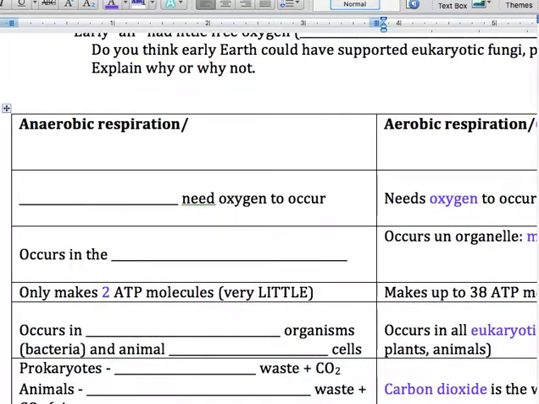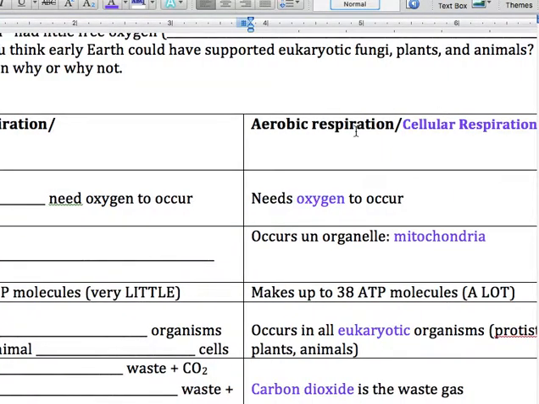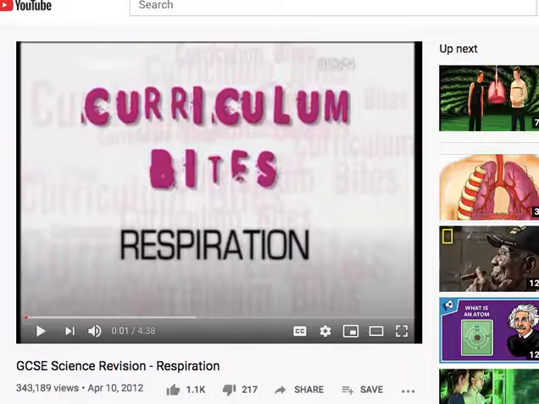There are two kinds of cellular respiration. Anaerobic respiration or fermentation, we filled this out earlier, or aerobic respiration, cellular respiration. One does not use oxygen, one does. One occurs in just the cytoplasm, one occurs in the mitochondria. One makes very little energy, the other makes a lot. Okay, so now we're going to watch a little video.